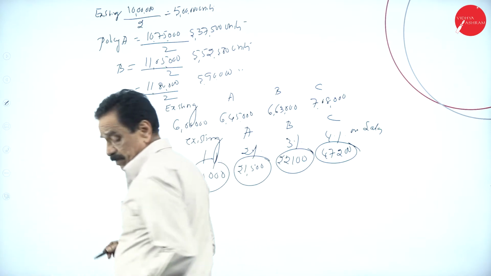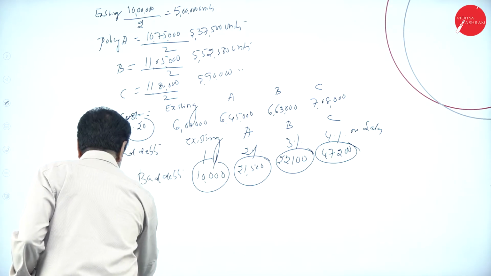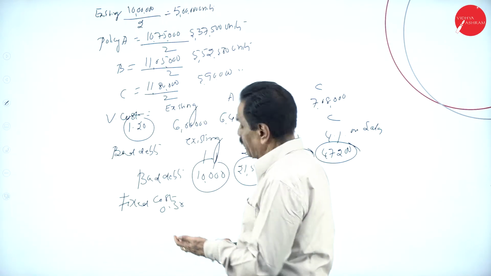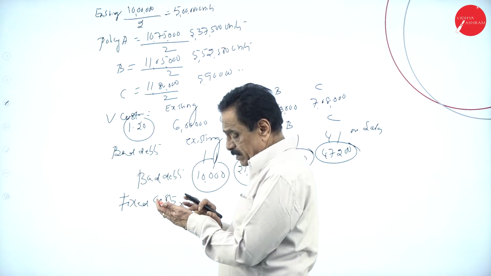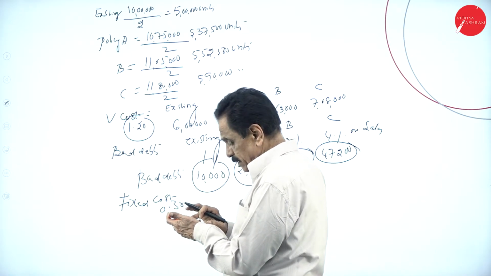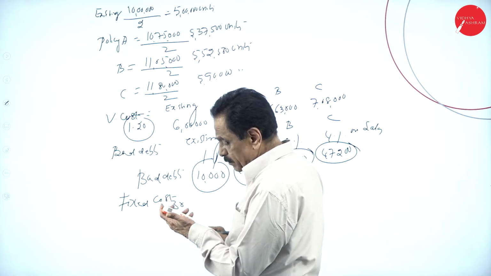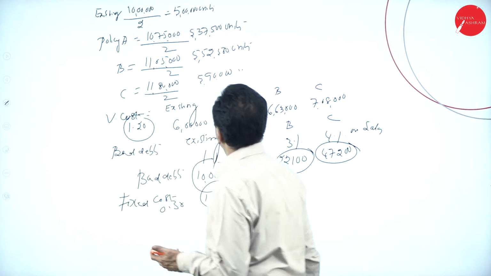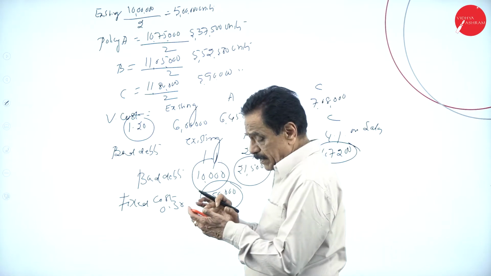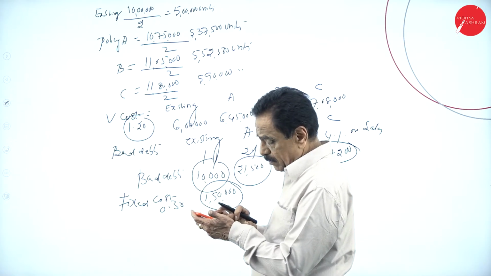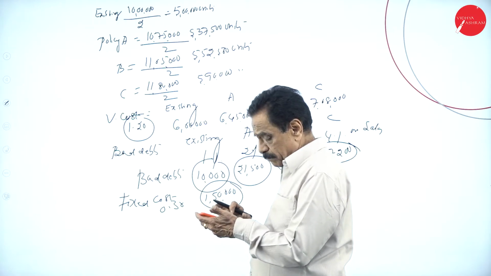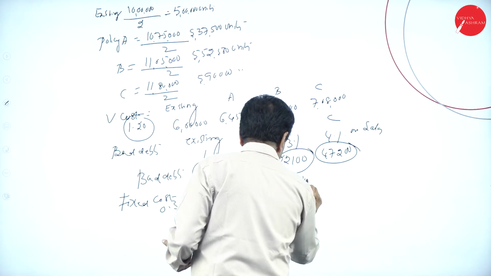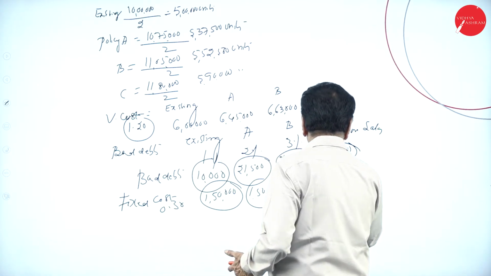Fixed cost is 1.50 minus 1.20, that is 0.30 paisa. Fixed cost 0.30 into number of units, 5 lakh, is 1,50,000. It remains constant. So this is your fixed cost.